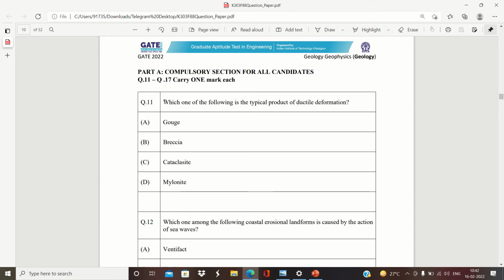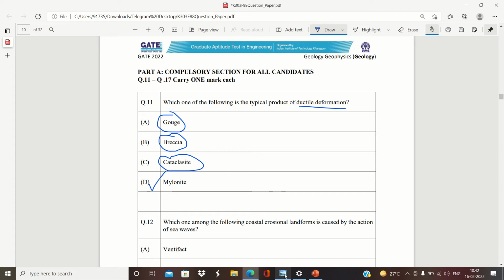So let's see the first question. Which one of the following is the typical product of ductile deformation? When we talk about ductile deformation, we are talking about folds and shear zones, but we are not talking about any fault or brittle shear zone. Gouge is a brittle deformation. Breccia also shows brittle deformation. Cataclasite is also a brittle deformation. Hence the correct answer is mylonite.